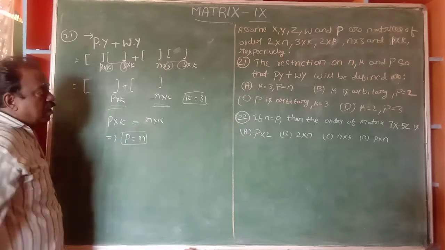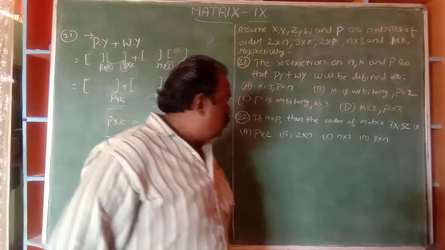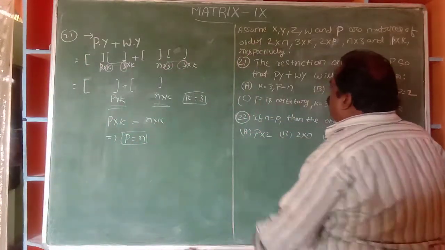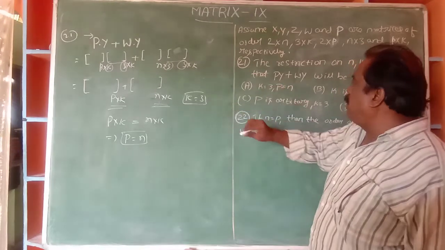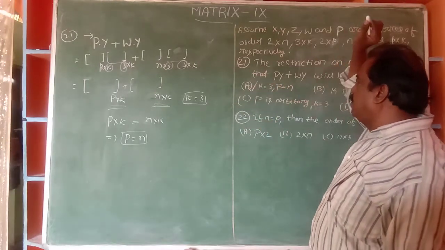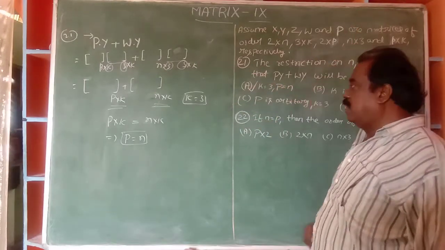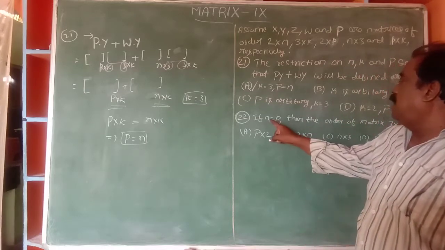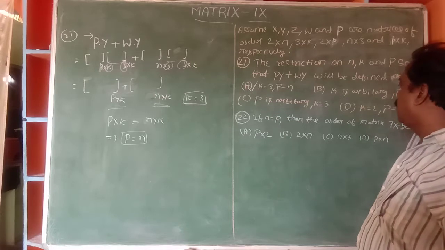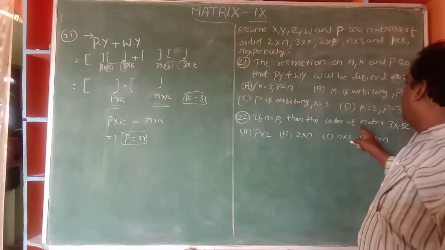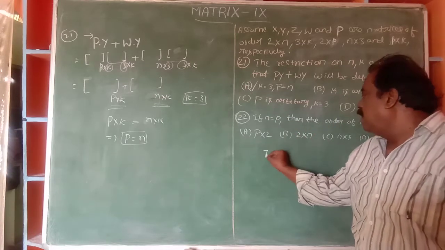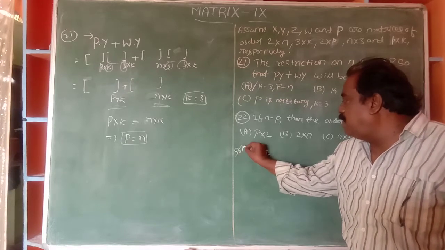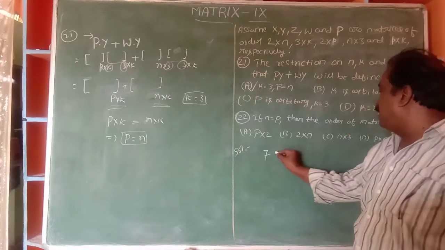So here in the first option, n is equal to k, and p is equal to n. So that is the correct one. Right. Next we go to the last problem, where n is equal to p. Then the order of matrix 7x minus 5z. I am solving here only the solution.